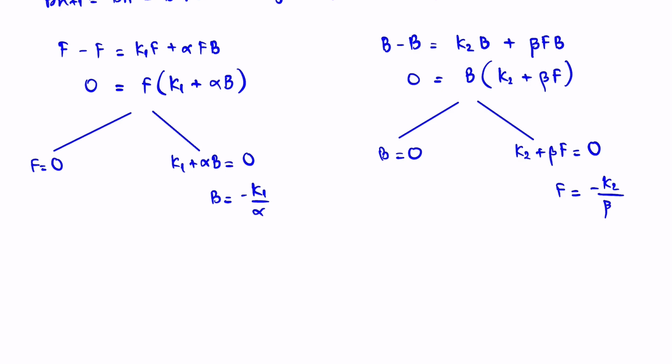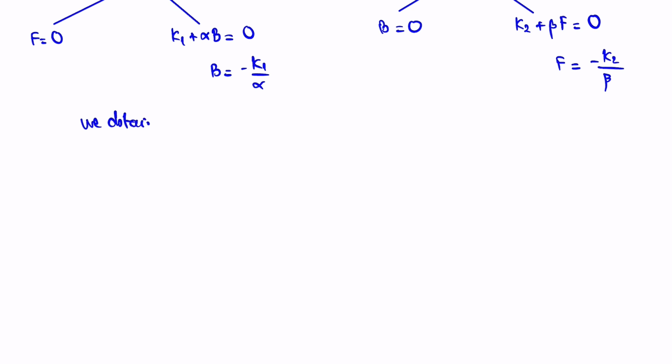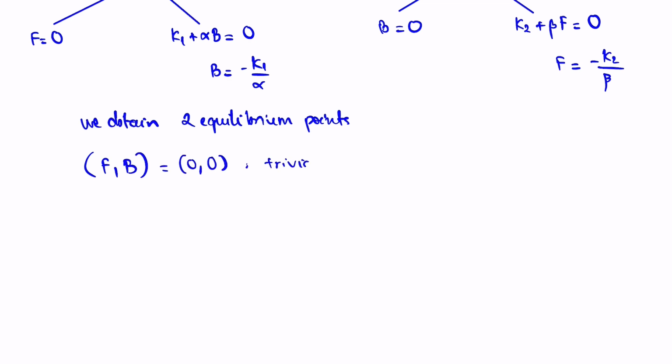One point is 0, 0. The other point is negative, and does not make sense for the population dynamics because the populations cannot be equal to a negative number. It can be equal to 0, the population died out. We obtain two equilibrium points. So one, f comma b equal to 0, 0. This is the trivial solution. So our populations will die down from the ecosystem.